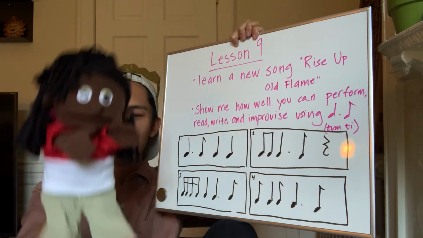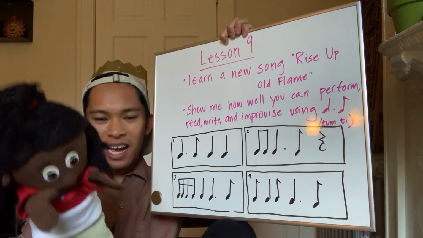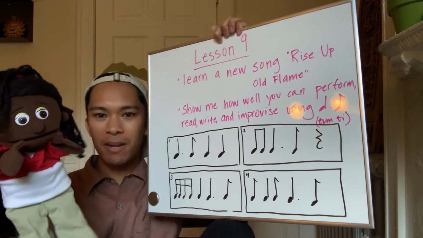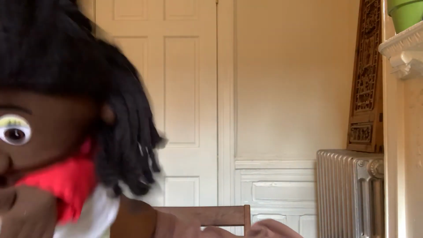Let's do one more. Ready? Tum, ti, ti, ti, ta. How was that? Did you read them correctly? Did you have a steady beat? I give myself a 4. Great, you can give yourself a 4, that's fine.